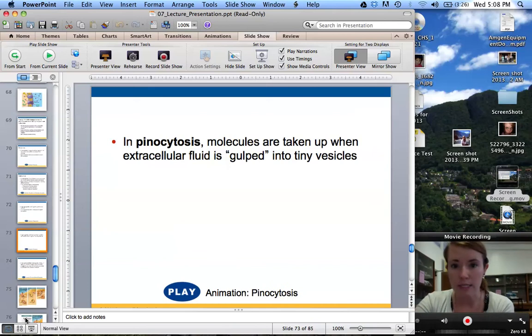In pinocytosis, molecules are taken up when extracellular fluid is gulped into tiny vesicles. So basically, the cell membrane goes like this, takes in some extracellular liquid, that's why it's cell drinking, and inside that extracellular liquid are particles, molecules that the cell needs, that they can then use, and then they'll be shipped around the cell wherever they need to go.